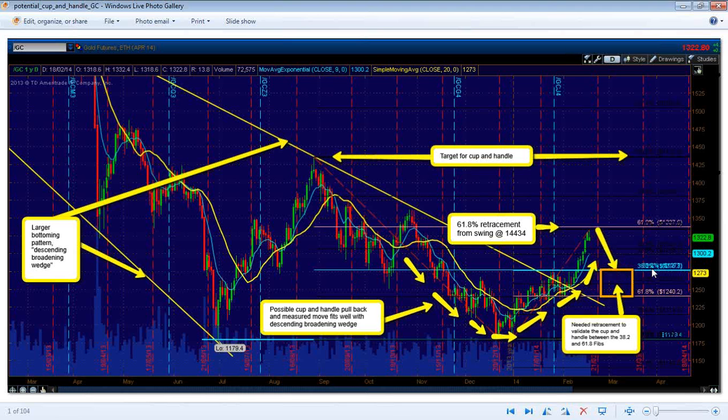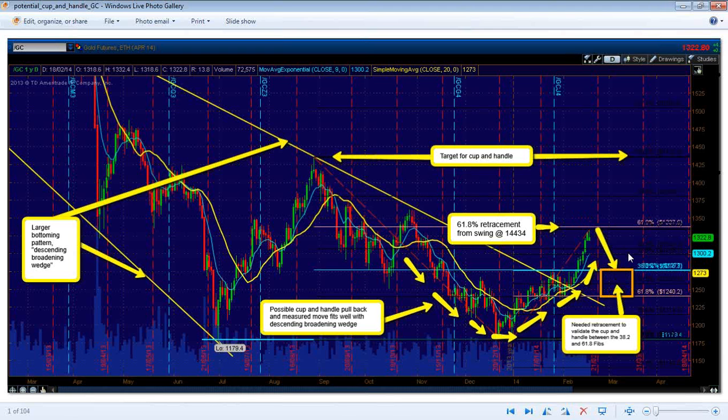And to validate that, we've got to come down to this 38.2 retracement, or just around that 1278 area, all the way down to this 1240 area. And so we could get this pullback, which would be completely normal. And then there's a couple ways you can trade this.